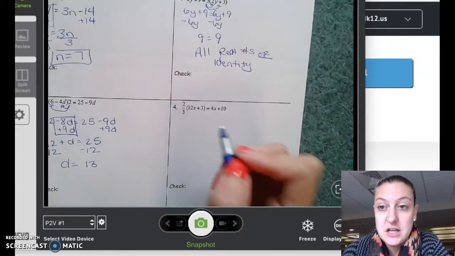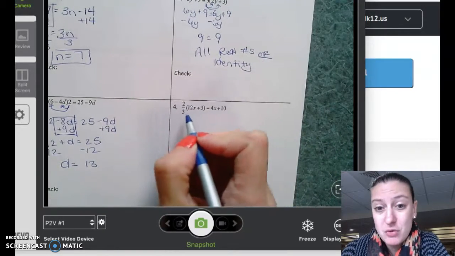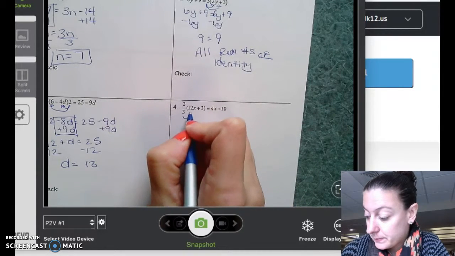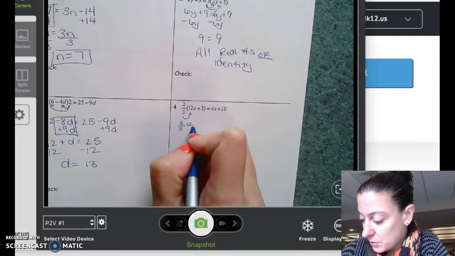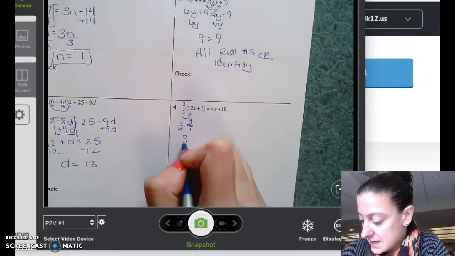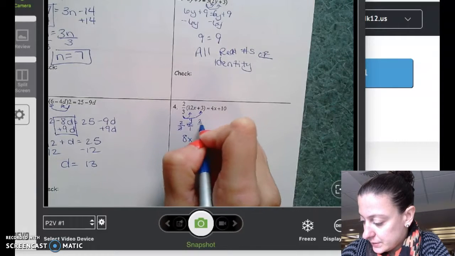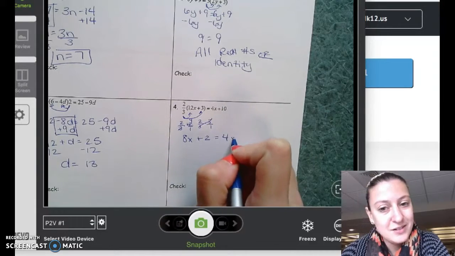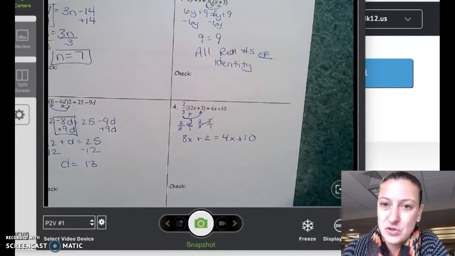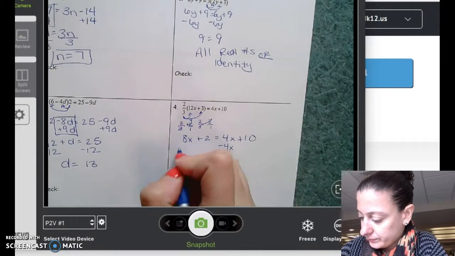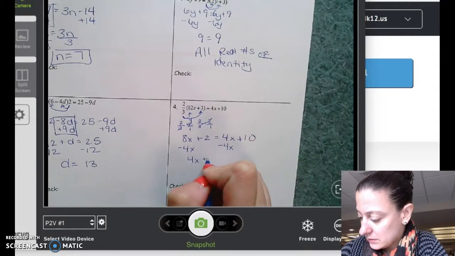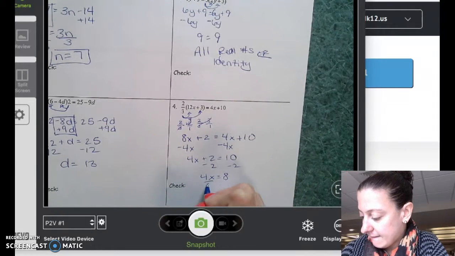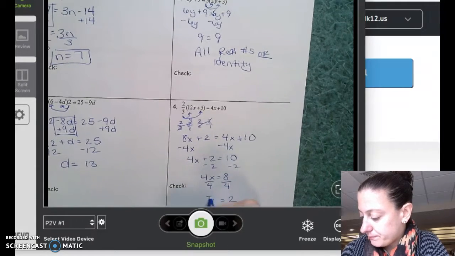Now, yes, this is a fraction, and yes, we talked today about clearing them, but it's touching a group of parentheses. So the easiest thing to do here is really to just distribute it. 2/3 times 12 over 1 is 8x. 2/3 times 3 over 1 is 2. See how that didn't leave you with any fractions? So just distributing is okay. Subtract 2. 4x equals 8. X equals 2. Final answer.